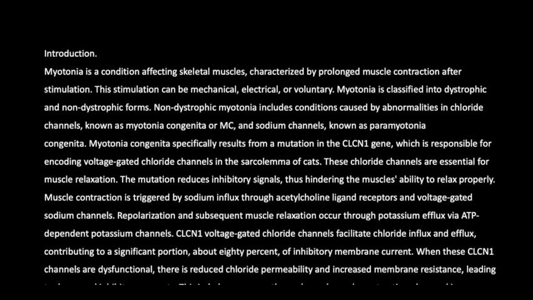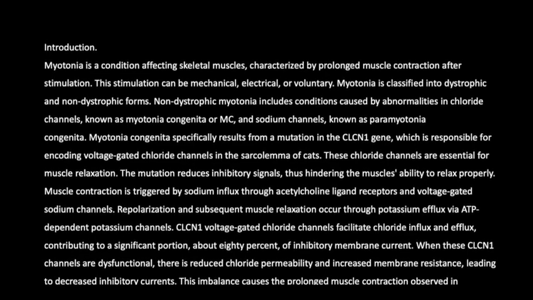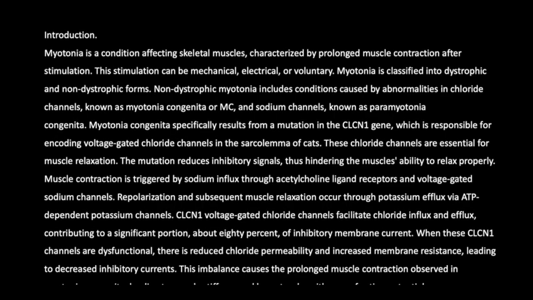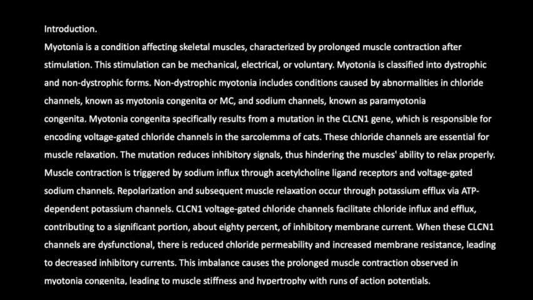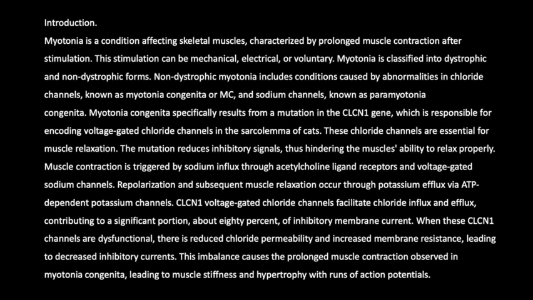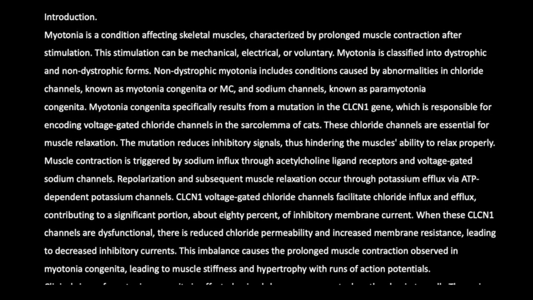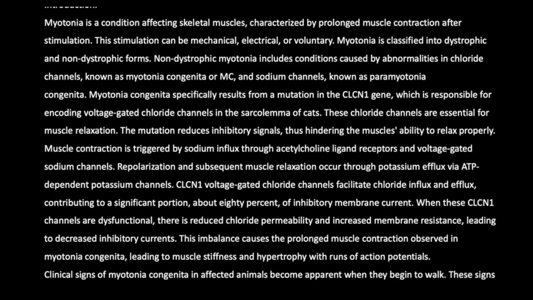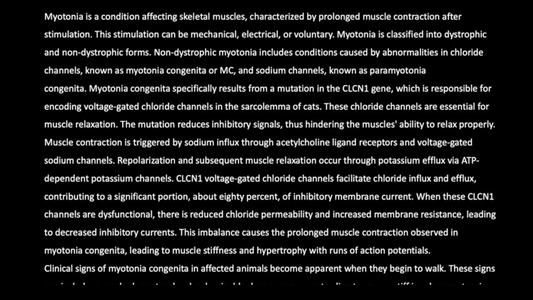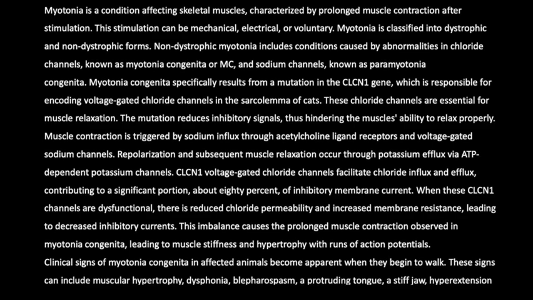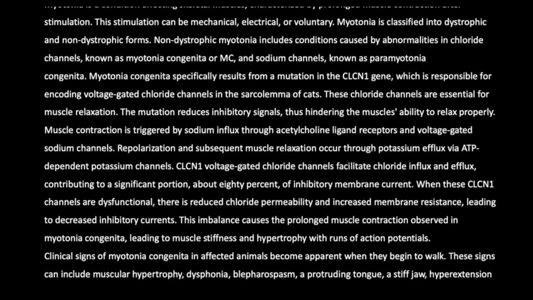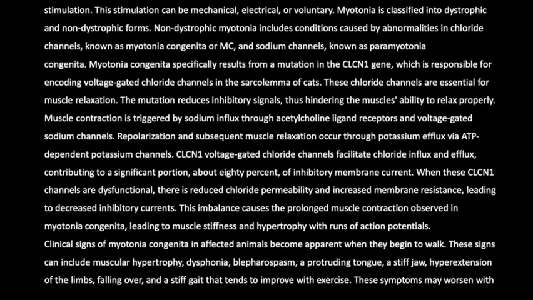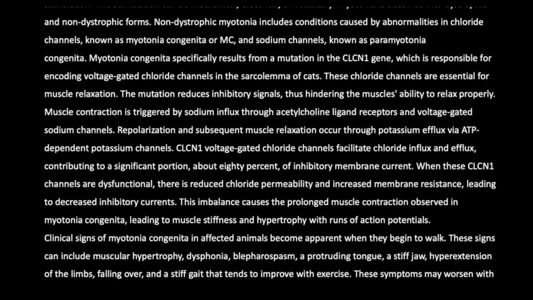Non-dystrophic myotonia includes conditions caused by abnormalities in chloride channels, known as myotonia congenita or MC, and sodium channels, known as paramyotonia congenita. Myotonia congenita specifically results from a mutation in the CLCN1 gene, which is responsible for encoding voltage-gated chloride channels in the sarcolemma of cats. These chloride channels are essential for muscle relaxation. The mutation reduces inhibitory signals, thus hindering the muscle's ability to relax properly.